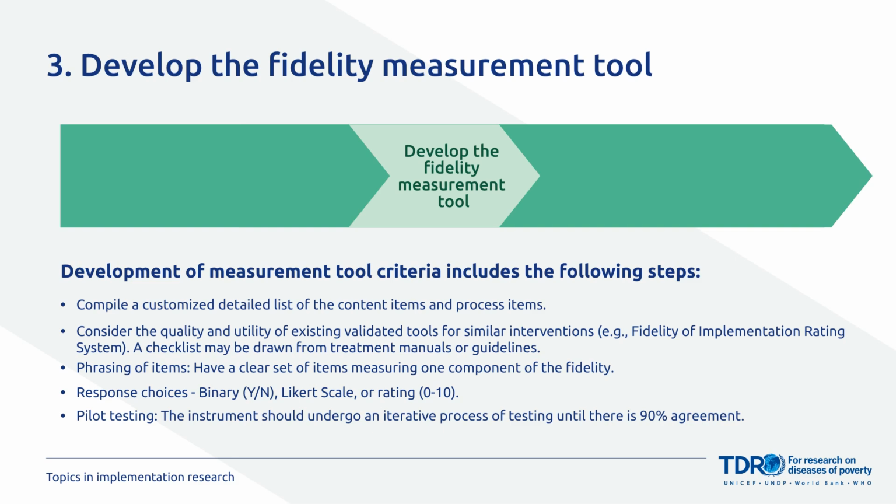Phrasing of the items. When wording the items, make sure each one measures a single aspect of fidelity. Avoid using vague or double-barreled items, as they may not provide a clear variable for analysis. Response choices. These depend on whether you are focusing on content or process measures. They can be binary, yes-no, Likert scale, or phase completion scales. Pilot testing the measurement tool. The instrument should undergo an iterative process of testing until there is 90% agreement.